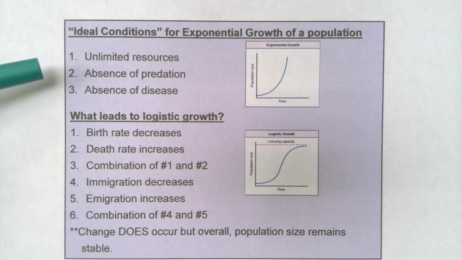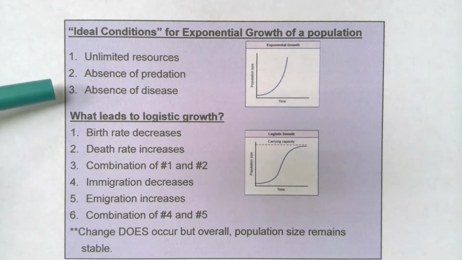There is plenty of food, plenty of water, plenty of shelter, plenty of space. There are no predators, there is no disease. There's basically nothing keeping this population in check. But in the real world, that cannot happen forever. Populations are constantly kept in check. So when those populations are kept in check, that's your logistic growth curve, right?